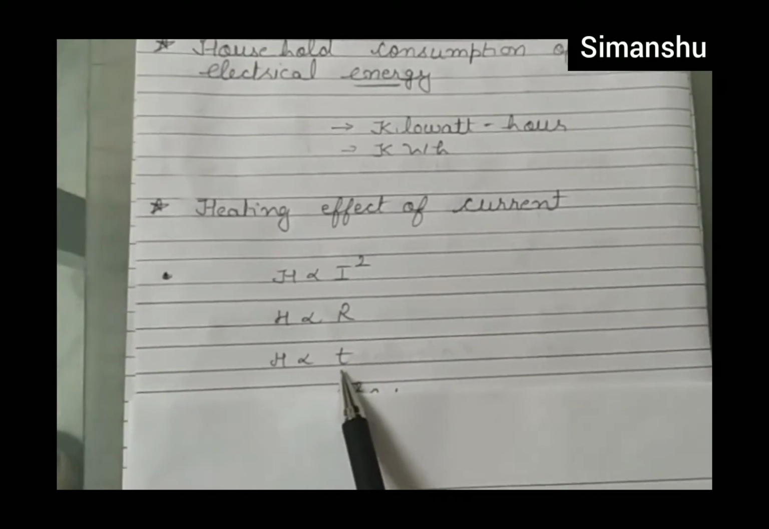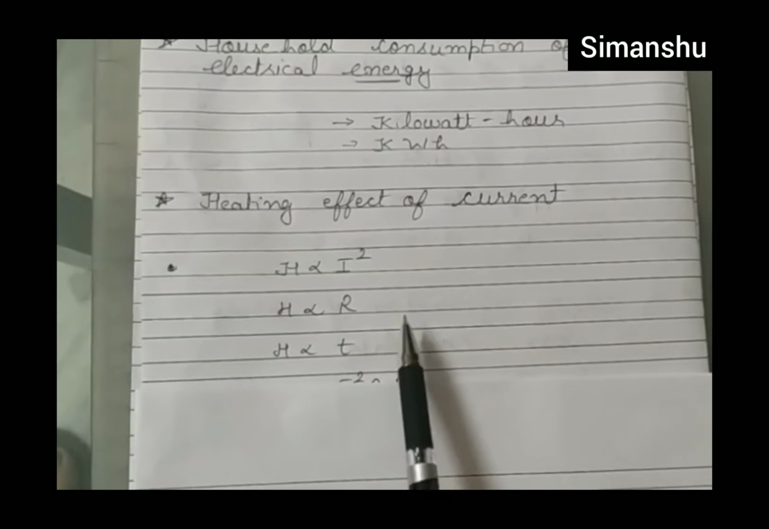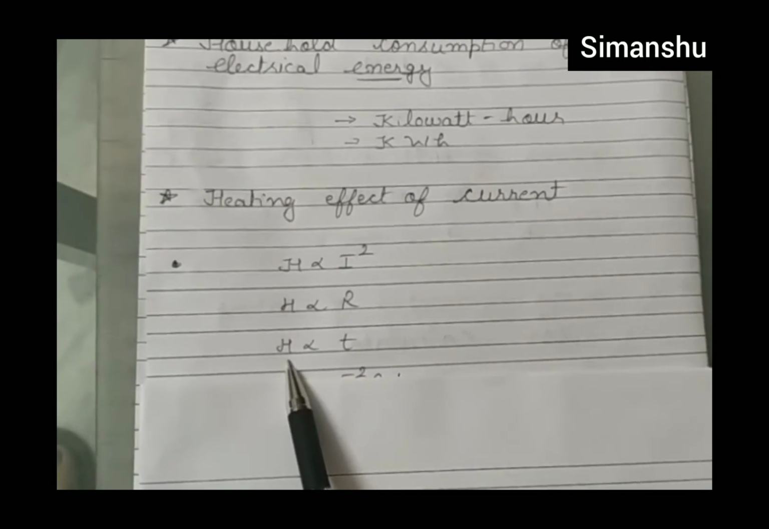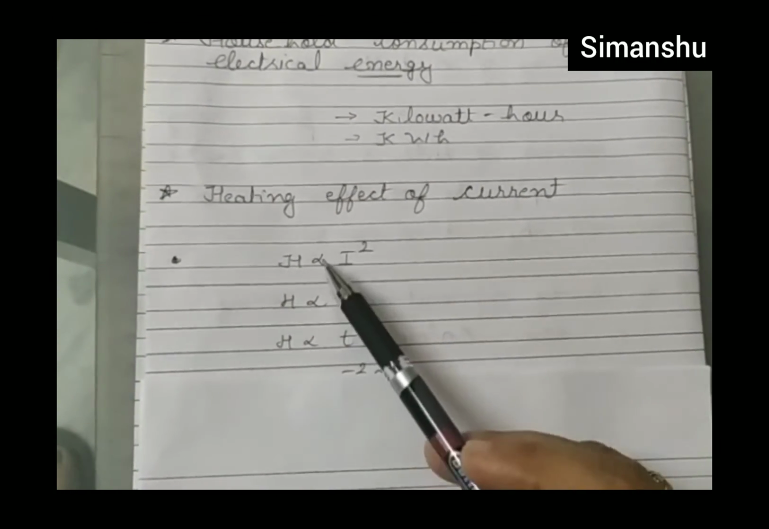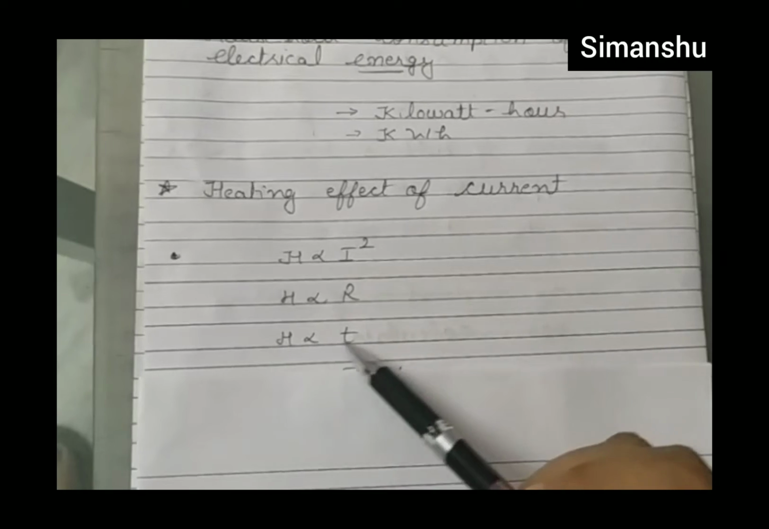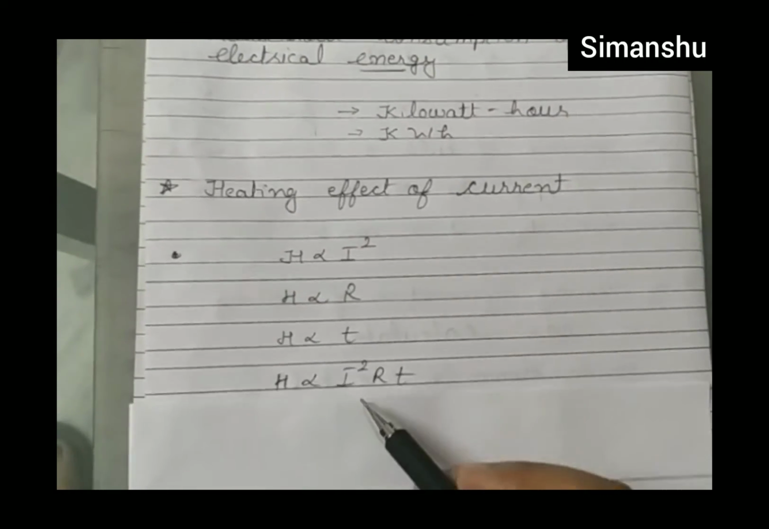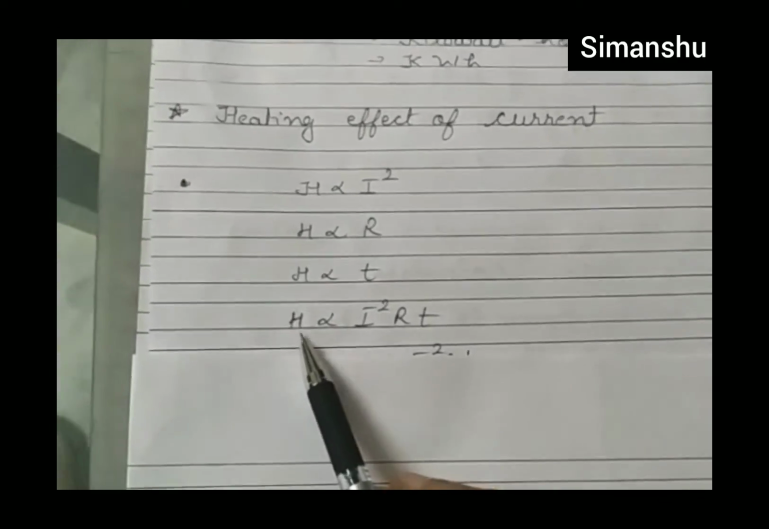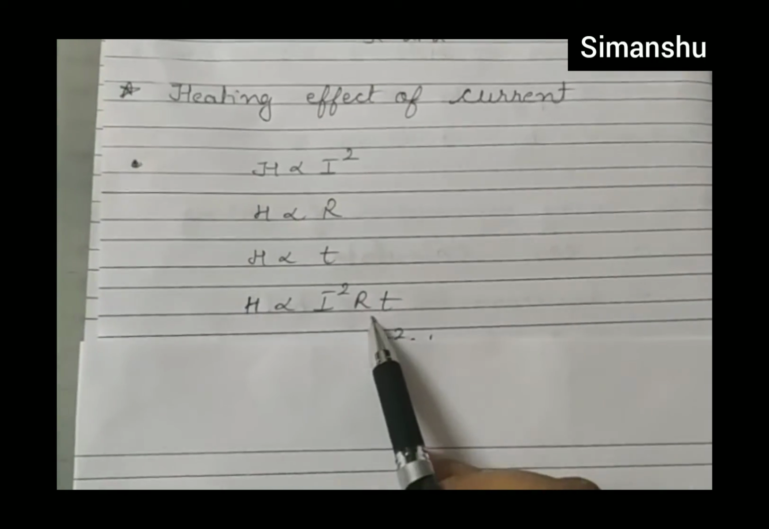And third thing, the more time you allow the current to pass through the conductor, the more heating effect it will produce. So the heating effect is directly proportional to all these three physical quantities. If we want to keep everything in one frame, we get that the heating effect produced is directly proportional to I square R T.